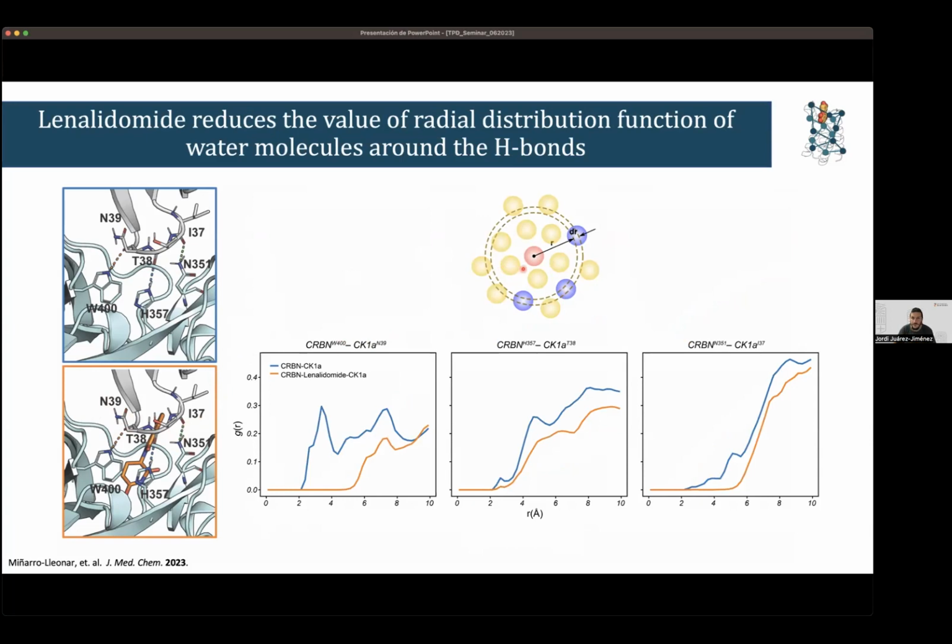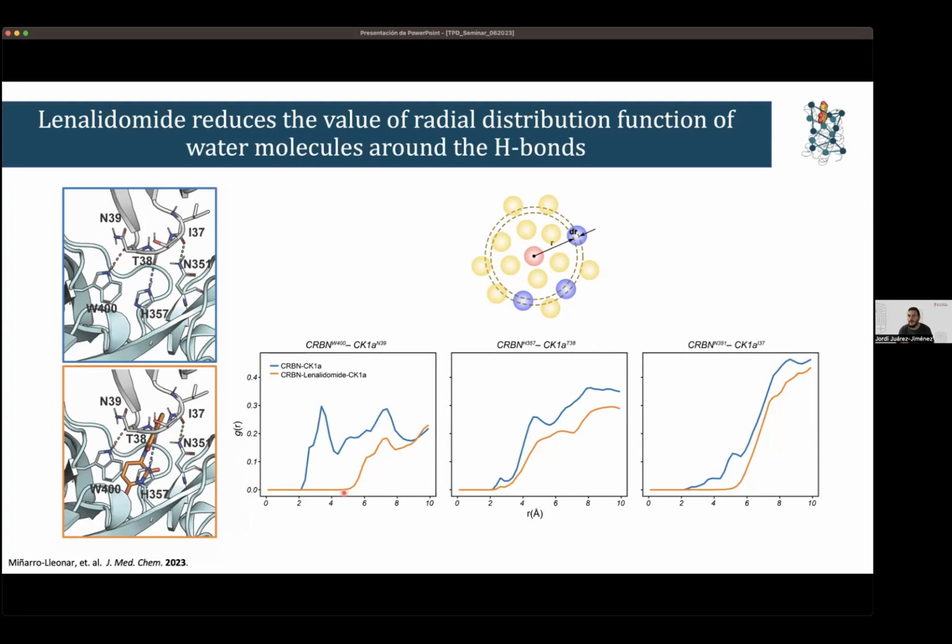To do that, we use what we call the radial distribution function, that basically counts the density of water molecules that are around a certain point. And you can see in the panel that in all cases, but specifically in the two on the sides, when the ternary complex against the orange line, you have a big difference in how exposed these hydrogen bonds are.